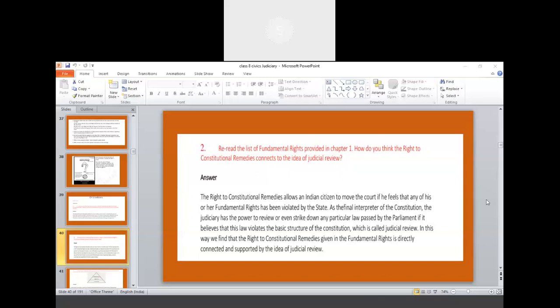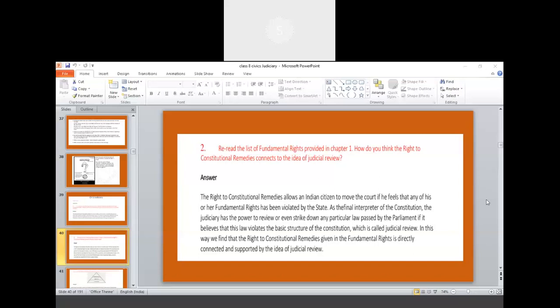Which is the last fundamental right? That is the right to constitutional remedies. Ambedkar called the right to constitutional remedies the heart and soul of the Indian Constitution.